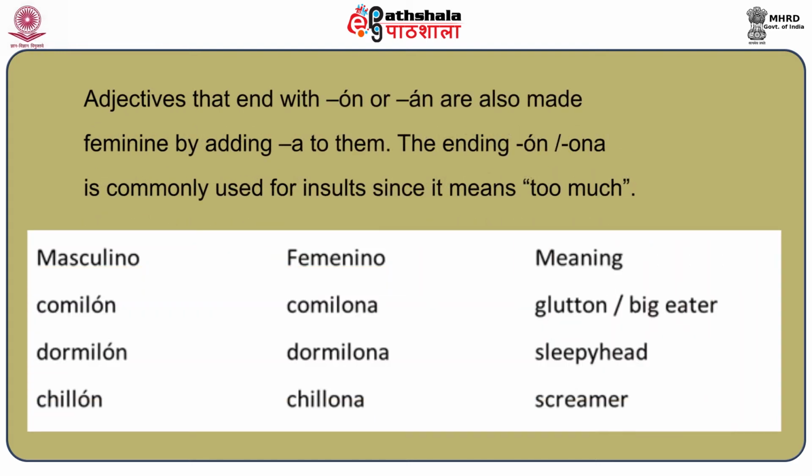Now, adjectives that end with on or an are also made feminine by adding a to them. The ending on or ona is commonly used for insults since it means too much. For example, comilón means big eater, a glutton. So comilón will become comilona for a feminine. Same way, dormilón means sleepyhead, it will become dormilona. And chillón, which means screamer, will become chillona.